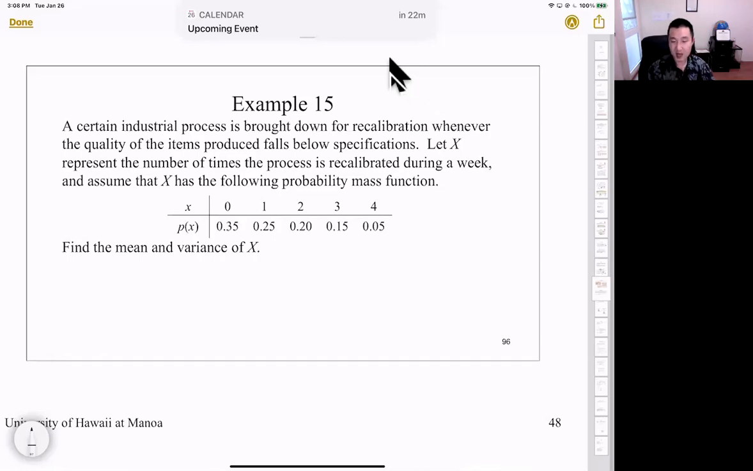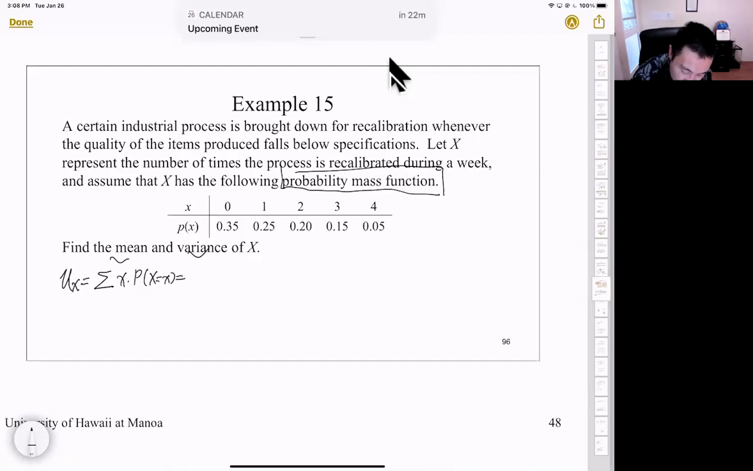Based on the PMF, we can easily calculate the mean value. So let's just list the equation. From the mean and the variance, the mean value mu x is equal to the sum of x times p of x equal to small x. So x is here, and p of x is here, the second row.